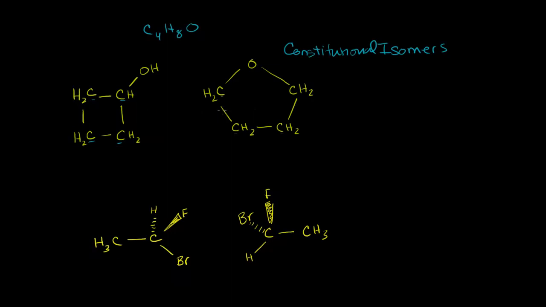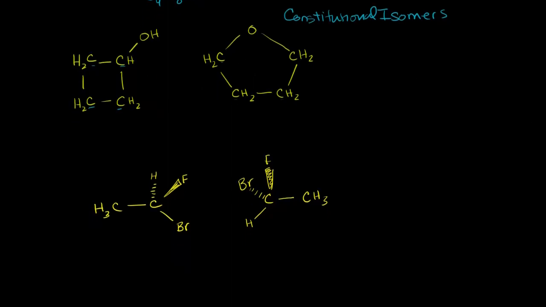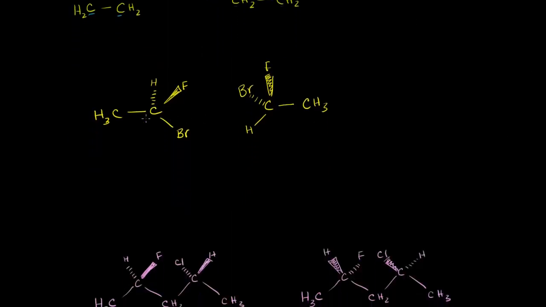actually two very different molecules here. Now let's look at this next guy over here. If we look at this molecule, it does look like this carbon is chiral. It is an asymmetric carbon. It is bonded to 4 different groups: fluorine, bromine, hydrogen, and then a methyl group. And so is this one. And they're both made up of the same things.